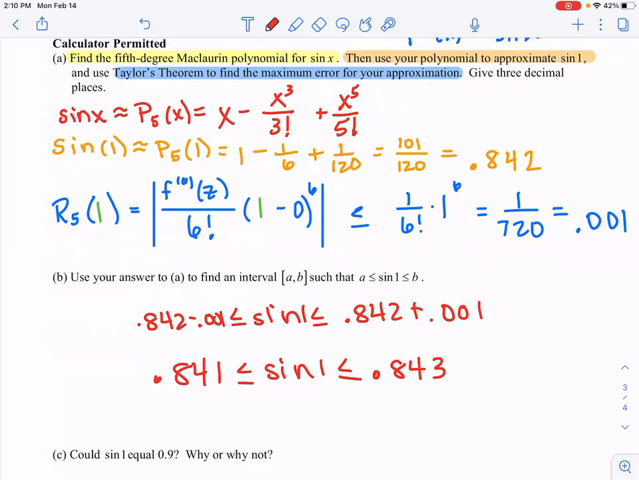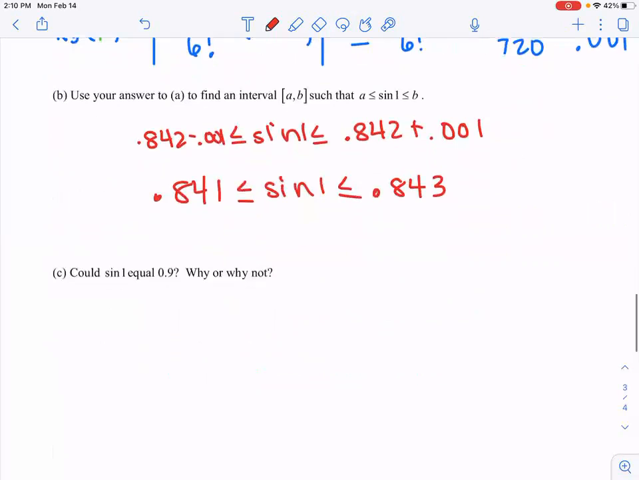Write down the... Yeah, but what? But why is it... I don't know. You don't know your question, or you don't want to ask it? No, I don't know. Okay. So can the sine of 1 equal 0.9? No. No, because it's not in that interval up there. Okay.